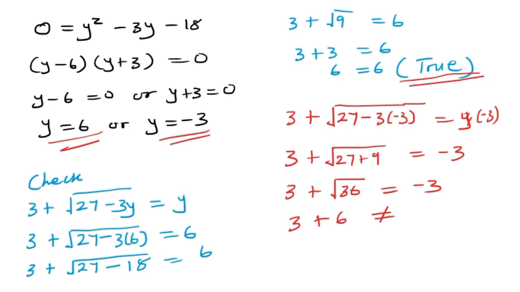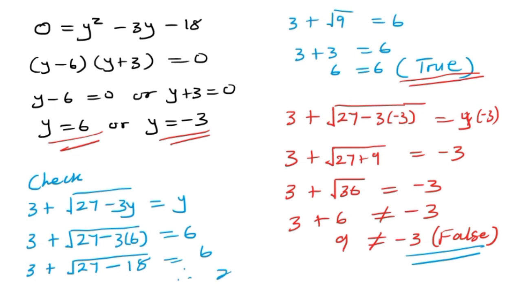So we have 3 plus 6, which is 9, and 9 is not equal to minus 3. So we can see that y equals minus 3 is false. It means that minus 3 is not the value of y. Rather, the true solution for this question is what? y equals positive 6 is the solution to this equation.